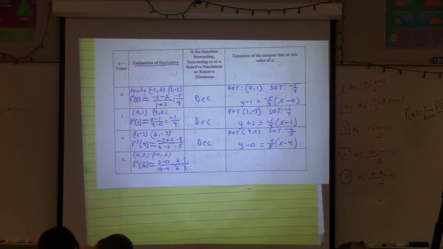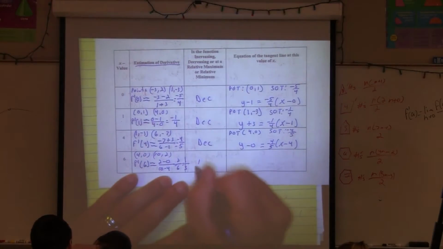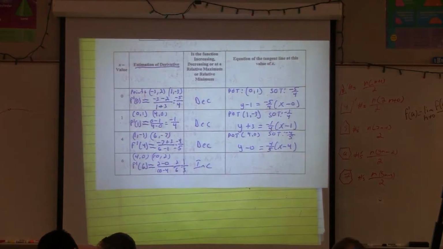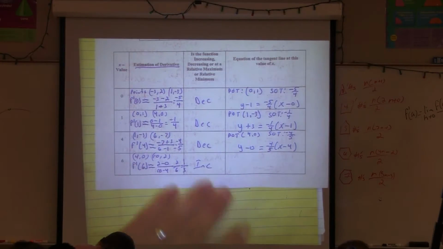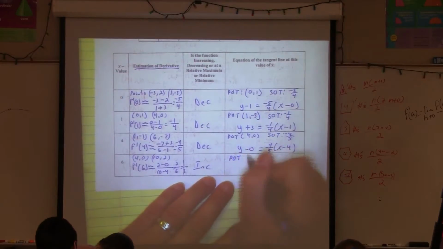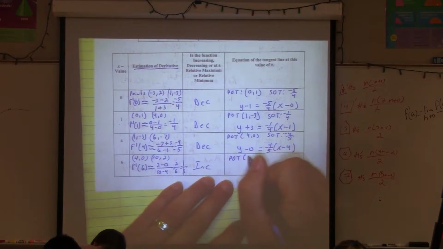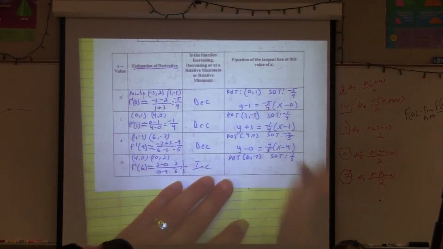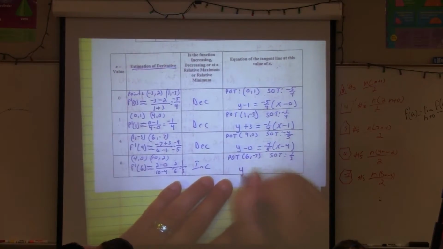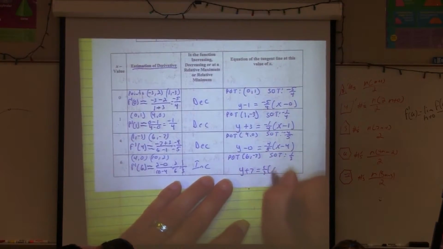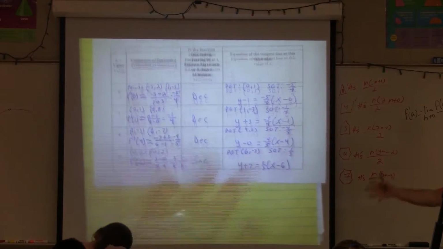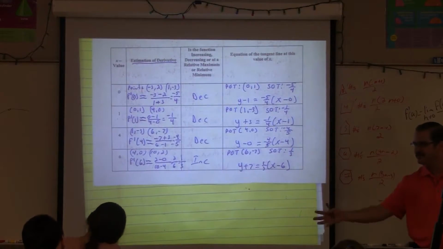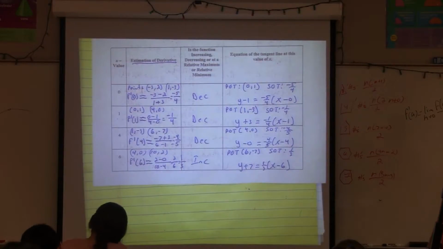So what can you tell me about the function? It's increasing. Why? Derivative is positive. Beautiful. I like the way you're talking now. Okay, what's my point of tangency? 6, -7. And my slope we said was 1/3. So what's my equation, Vanessa? Beautiful. Good.